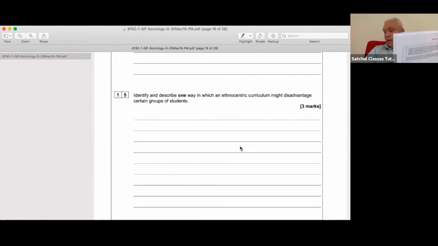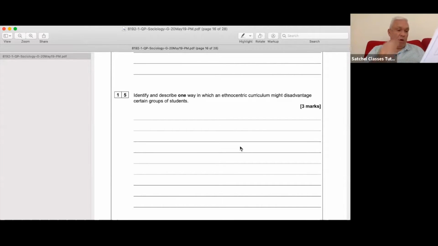Now, I have to say, last year when this was on the paper, a significant number of people didn't get this right. They got thrown on this one. And it's about the curriculum being ethnocentric. In other words, it's more centered around a particular ethnicity, which tends to be in this country white. And how this might disadvantage people.